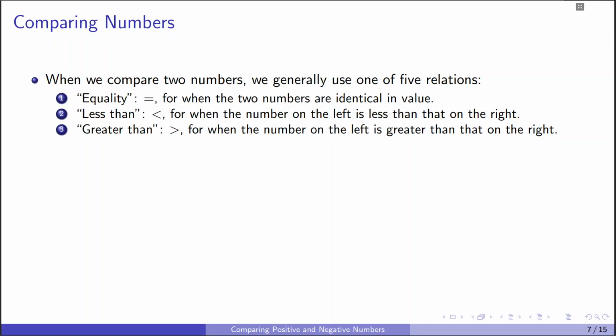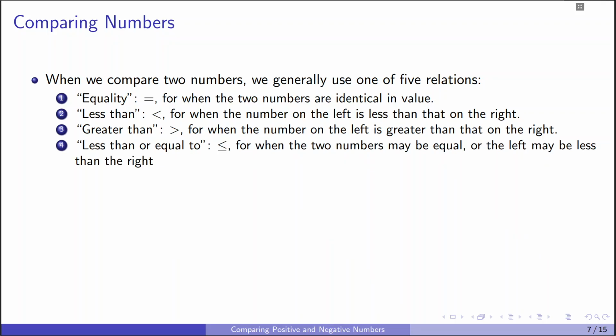There are also two combinations of these. There's less than or equal to, which is less than with a single horizontal line under it. That is for when the two numbers are allowed to be equal, but the one on the left is also allowed to be less than the right.